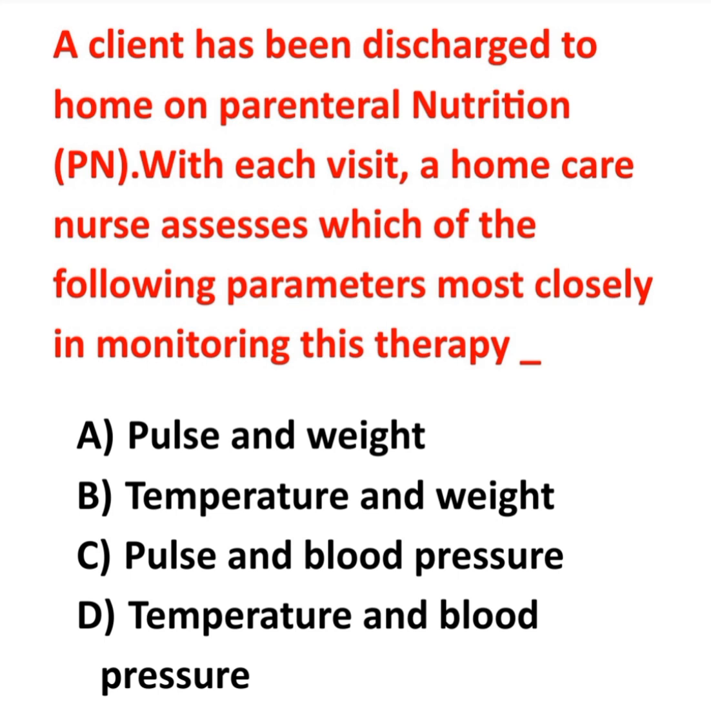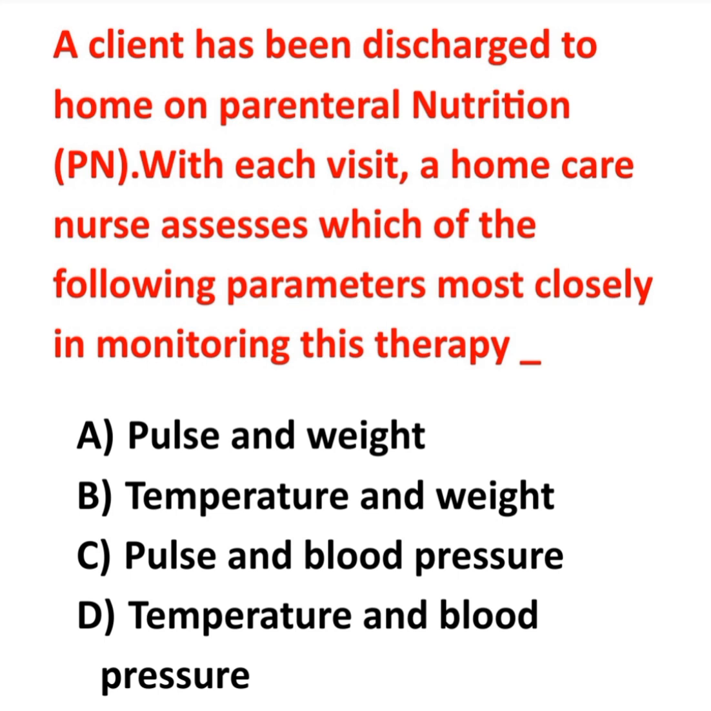First question: a client has been discharged to home on parenteral nutrition. With each visit, a home care nurse assesses which of the following parameters most closely in monitoring this therapy. Options: option A, pulse and weight; option B, temperature and weight; option C, pulse and blood pressure; option D, temperature and blood pressure.